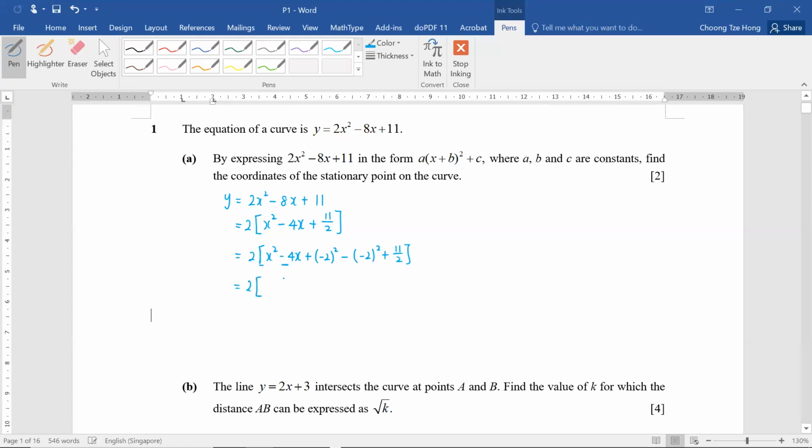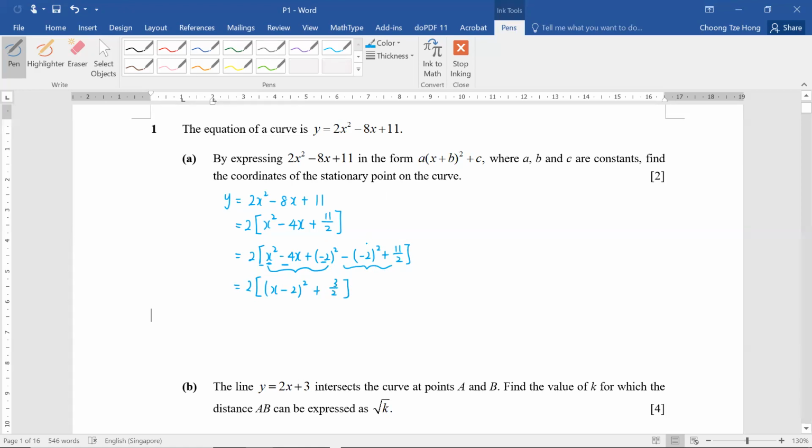So why do we want to do this? Because these three terms will then factorize to (x minus 2) squared. If you expand out this (x minus 2) squared, you will get back x squared minus 4x plus negative 2 squared. Then we just compute this whole thing out. You should be able to get 3 over 2.